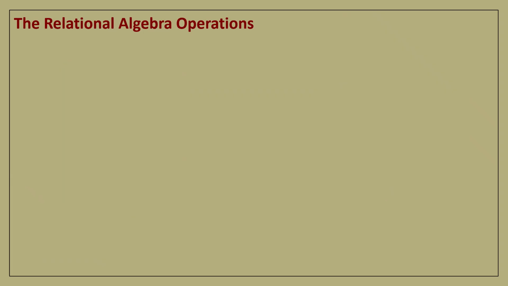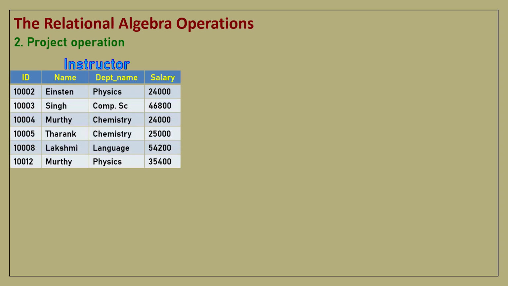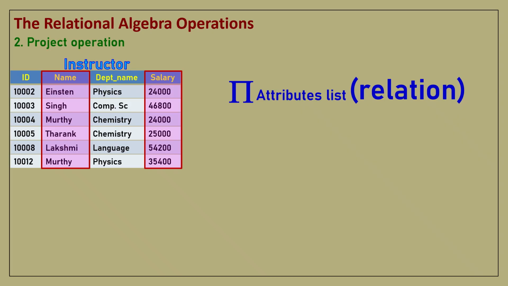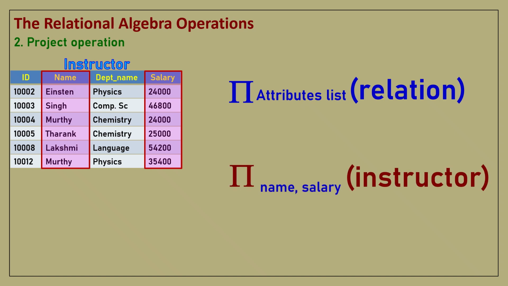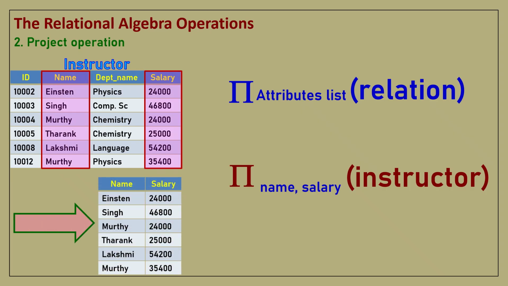Next relational algebra operation is the project operation. Using project operation, desired attributes or columns of a relation can be retrieved in the output. Projection is denoted by the uppercase Greek letter pi. The general form of project operation is as below. Pi, subscript attributes list, from relation. Expressions can also be used in the columns list. For example, pi, name comma salary from instructor. This relational algebra expression gives output with two columns, name and salary, as below.